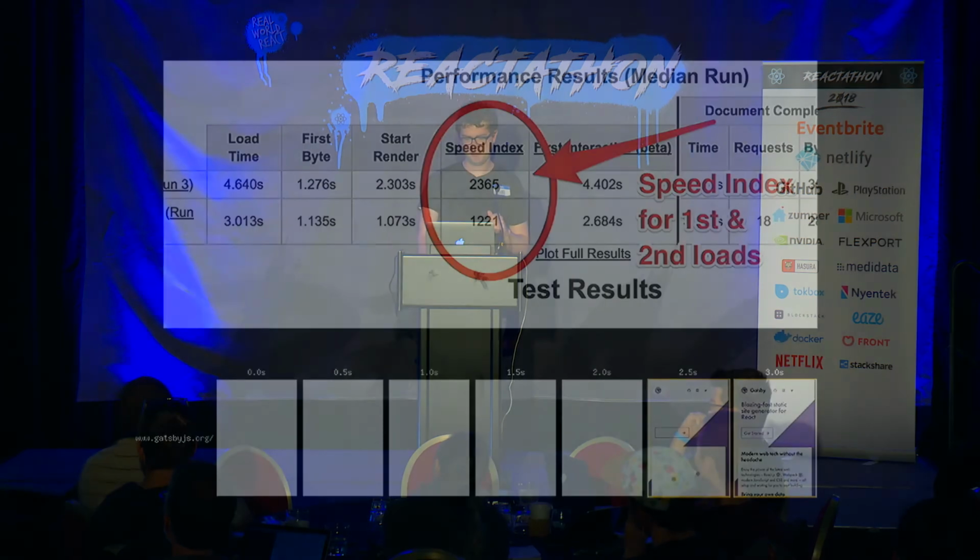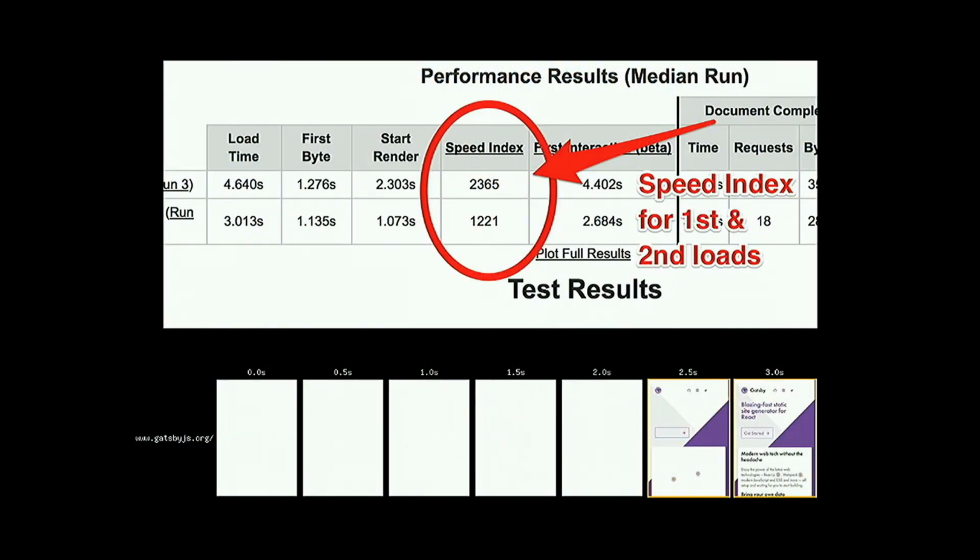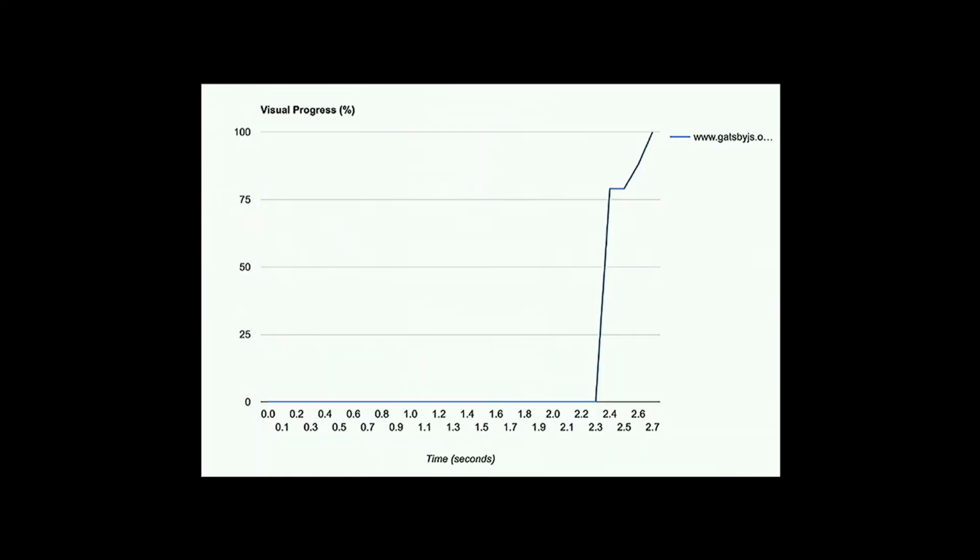Cool, and then gatsbyjs.org, let's see how it does. Hey, whoa, not bad. Yeah, 2,300, nice. And I like the chart too. It just starts and then it's done. It knows where it's going and it just gets there. Cool, so that's speed index.